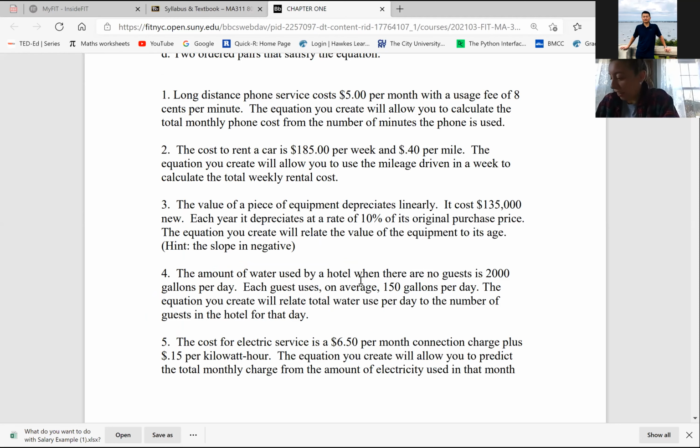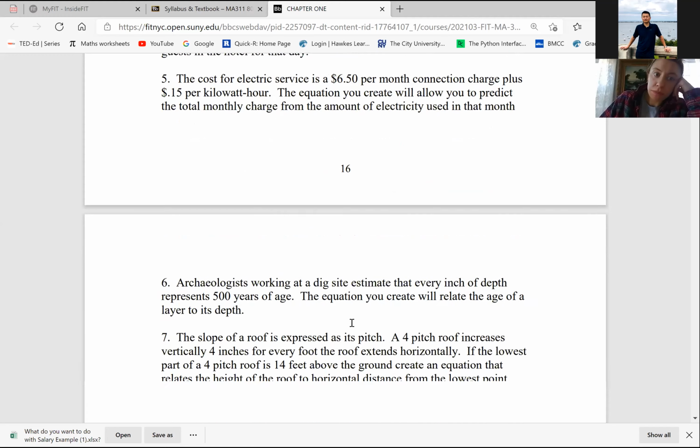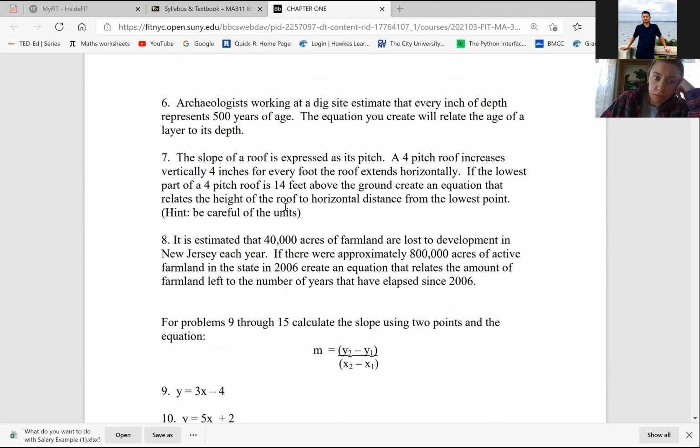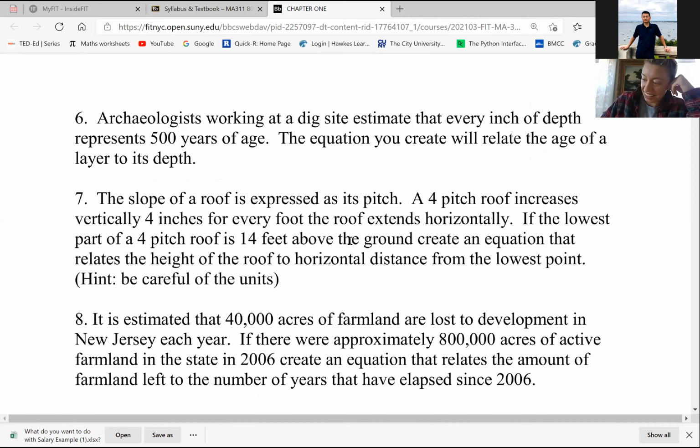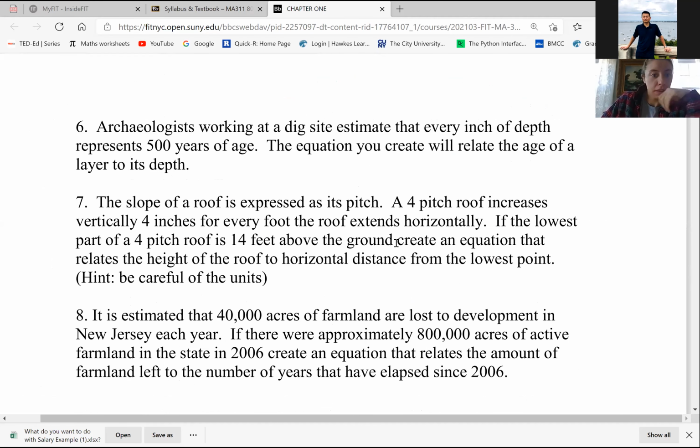Yeah, I feel kind of silly that these were questions I probably should have gotten, but for some reason they stumped me. No problem. And then number 7 on the same section. Number 7, sure. Okay, the slope. This one is a little bit interesting. The slope of a roof is expressed as pitch: a 4 pitch roof increases vertically 4 inches for every foot.